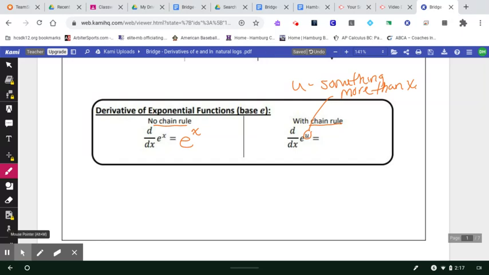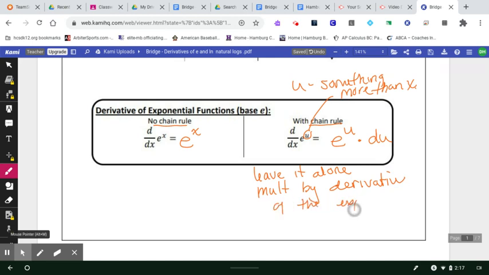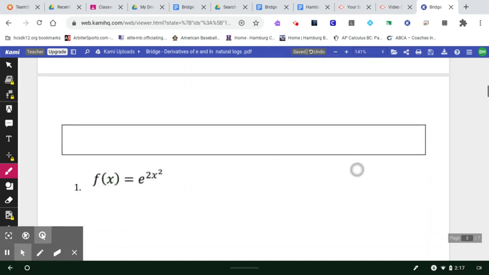So here's how you derive it when you have something more than x. You leave it alone, and then you multiply by the derivative of the exponent. Maybe we'll write that out for ourselves: you leave it alone, and then multiply by the derivative of the exponent. And it's pretty easy for the most part. So let's go ahead and practice some.